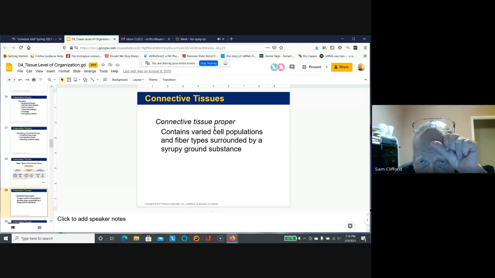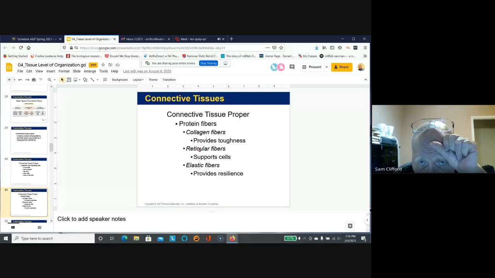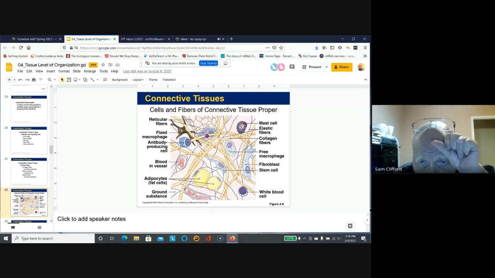Okay, so connective tissue has cells that are surrounded by fibers and a syrupy ground substance. So let's look at connective tissue proper. So there'll be pictures of this to identify on WebAssign.